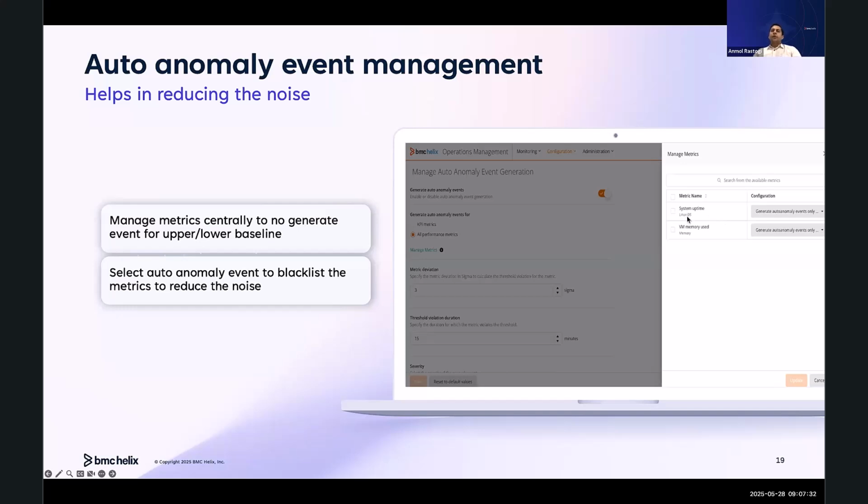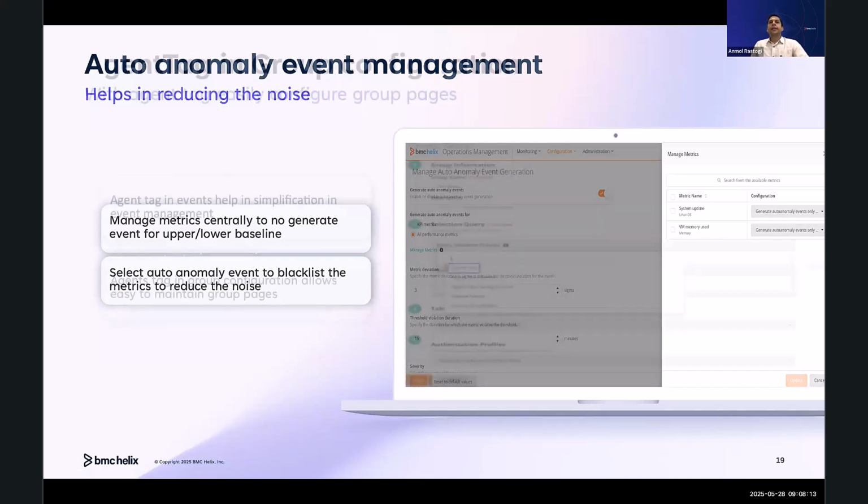Similarly, I can also give feedback from the event list page, from the three dots, that this event is no longer a valid event, and do not raise an event in such scenarios. Once this feedback is given to the system, it will appear here. If a user later wants to unblock these metrics to generate events for some specific scenarios, they can unblock it from here. So this basically allows event management around the auto anomaly event feature as well.